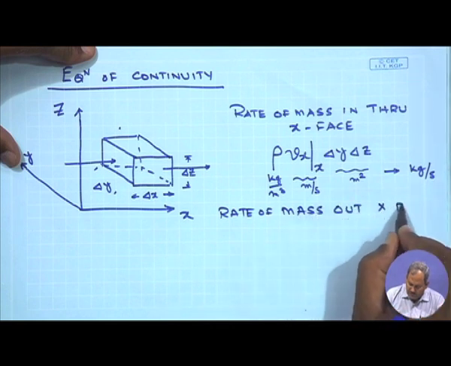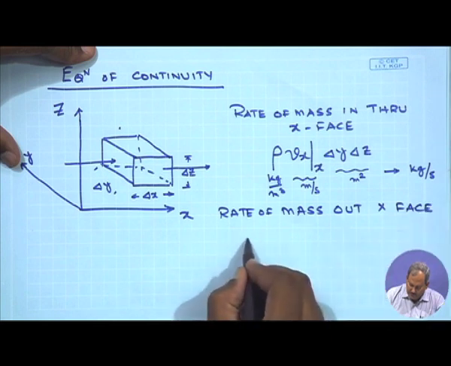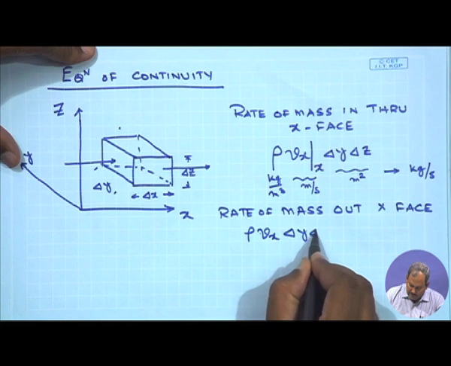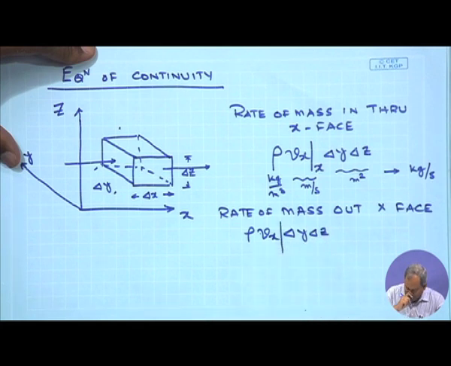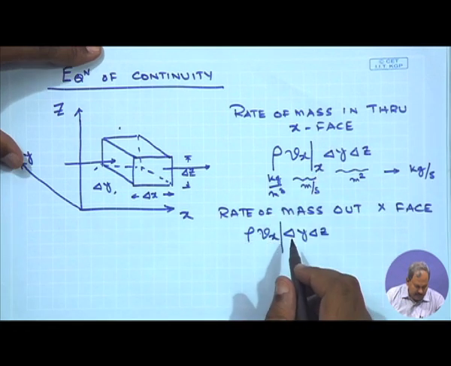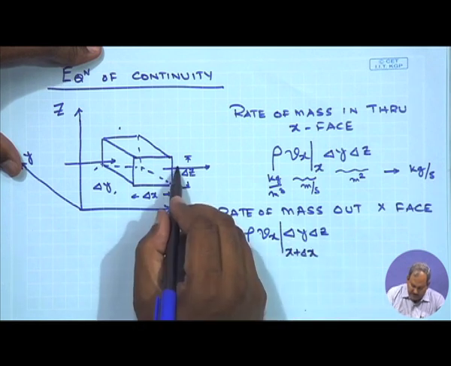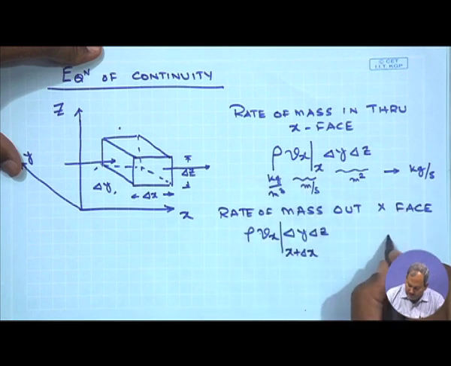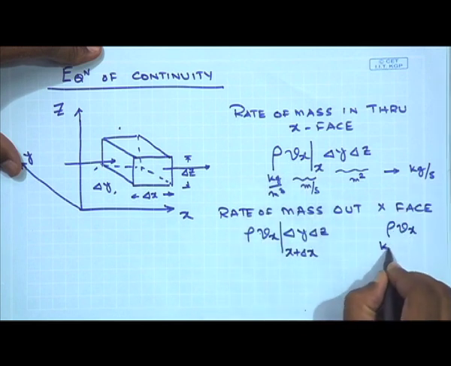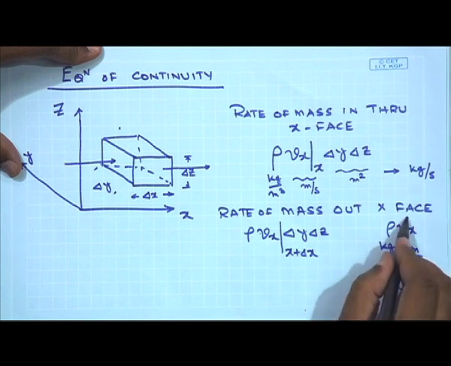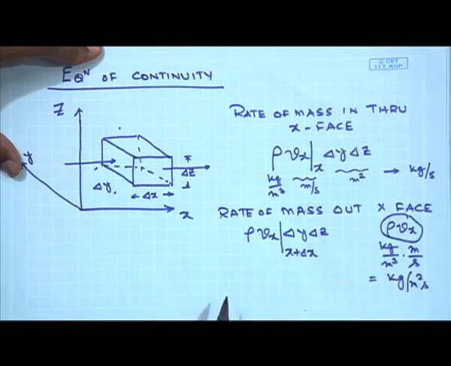The rate of mass out through the phase, again I am talking about x phase only, would simply be rho Vx times del y del z, but instead of being evaluated at x, it is going to be evaluated at x plus delta x, which is this phase. So rho Vx, if you just think of rho Vx, it's kg per meter cube and meter per second. So essentially this is kg per meter square per second. So rho Vx is nothing but the mass flux.